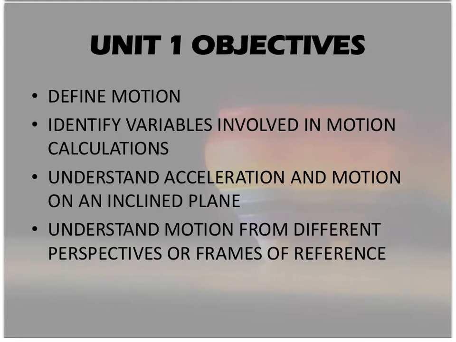Some of the objectives we'll have for this unit are to define what motion actually is, how is it characterized, and what are the basic variables that come into calculating motion and describing motion. We're going to understand what acceleration is and motion on an inclined plane. An inclined plane is a ramp or some type of inclined surface that allows things to roll down it. And we're going to understand motion from different perspectives or frames of reference.